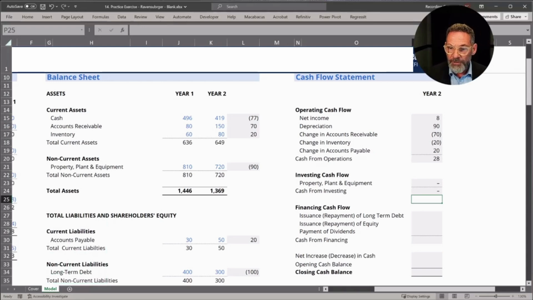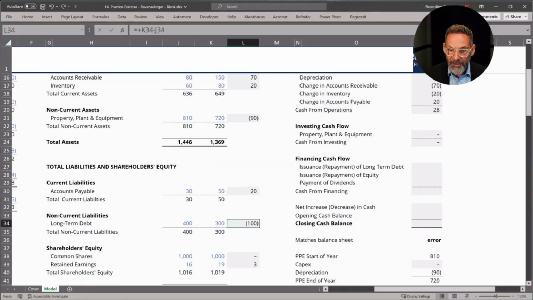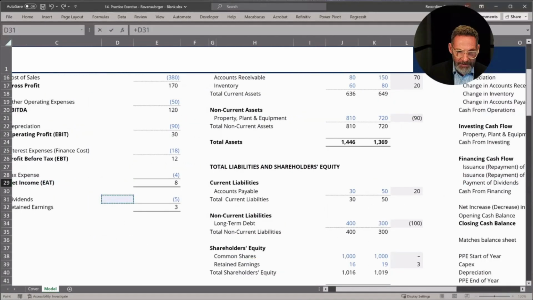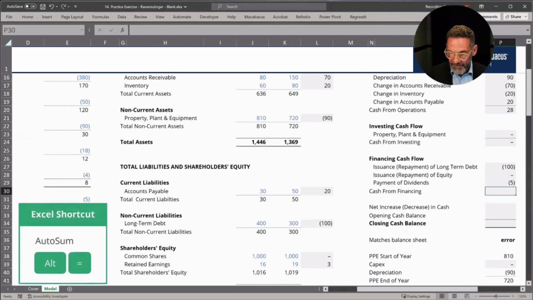Now we can look at issuing of long-term debt or repayment. You can see our long-term debt is down by 100, so I can just link that right in because it's a cash outflow. I can see there is no change in equity, and I can see that there's a dividend. I'm going to go over to the income statement. Remember, there was that dividend of 5. I sum that up.